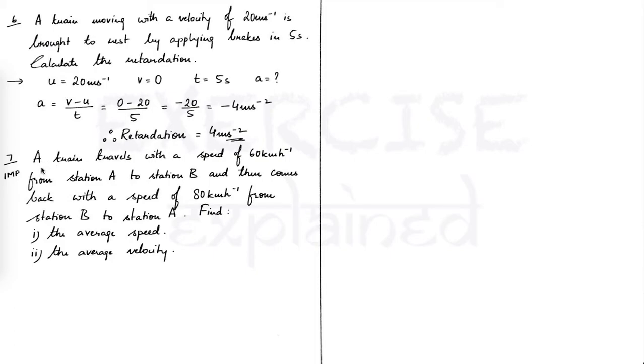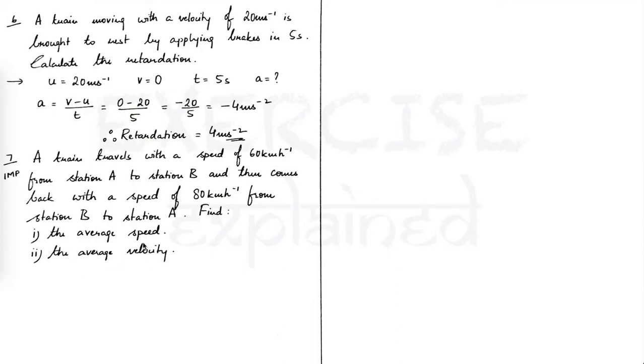Coming to the next question, that is 7th question. A train travels with a speed of 60 kilometers per hour from station A to station B. Now this is a very important question, always comes in the exam. And then comes back with a speed of 80 kilometers per hour. That means A to B it is going at a speed of 60 kilometers per hour, and B to A it is coming at a speed of 80 kilometers per hour. From station B to station A, find the average speed. So we need to find the average speed for the entire journey and average velocity.